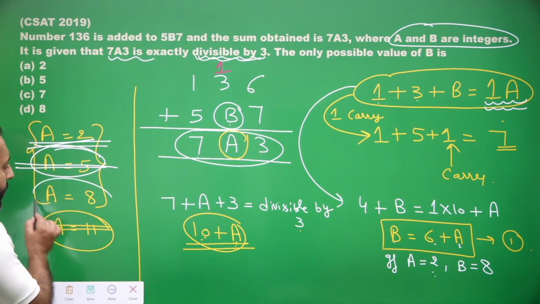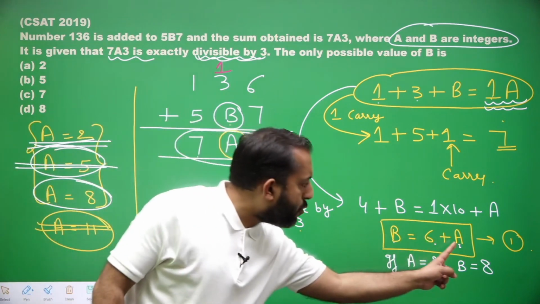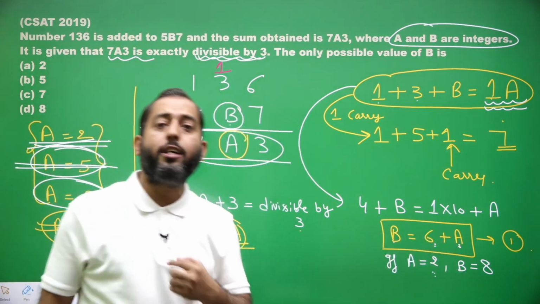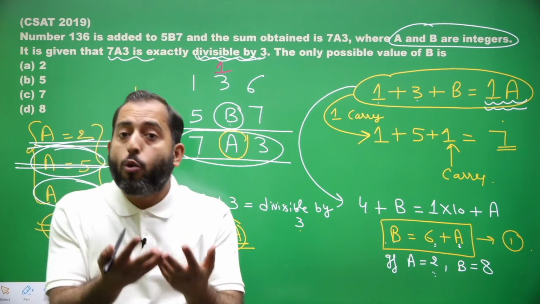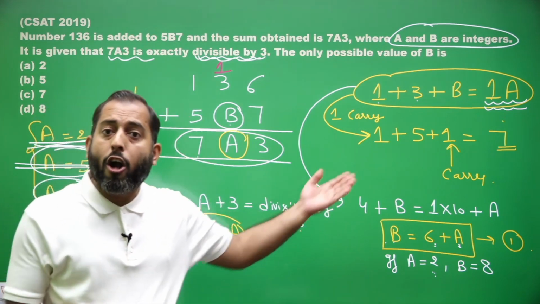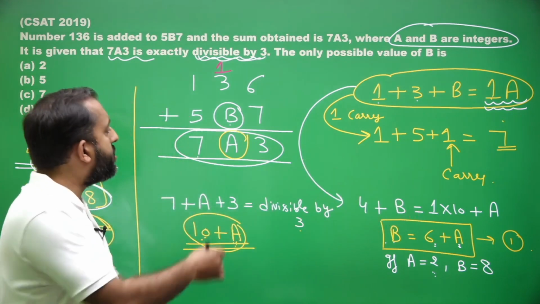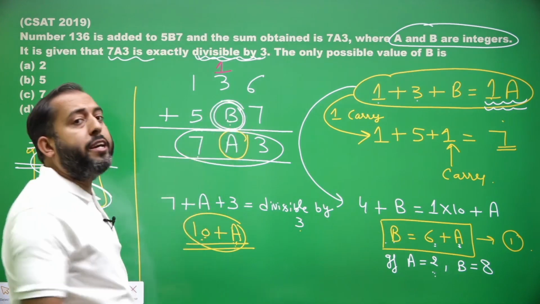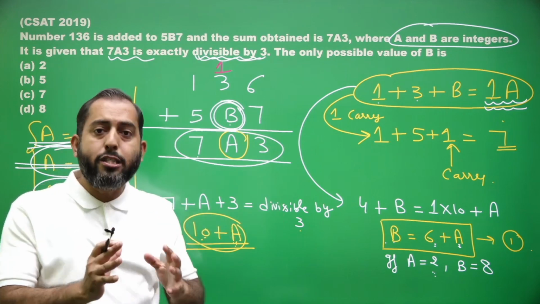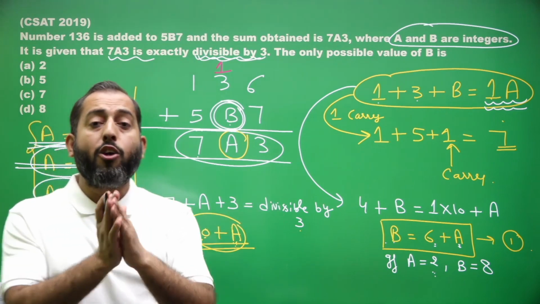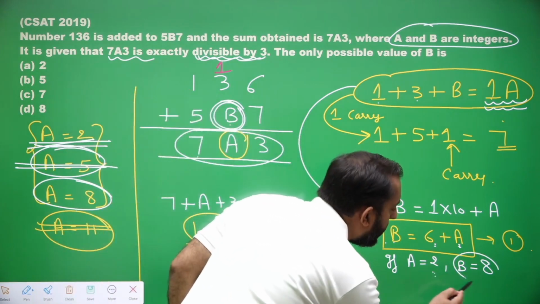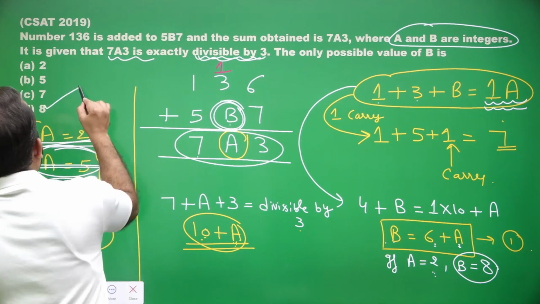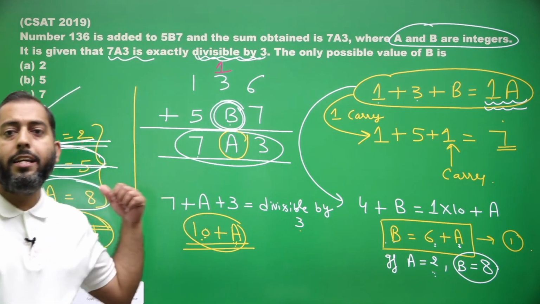Further, what if a is equal to 8? If you put a equal to 8, then 8 plus 6 is 14, so b will become 14. 14 is a two-digit number, and we know that b cannot be a two-digit number. Why? Because b is the tens place of 5b7, and the tens place of any number cannot be more than 9. Hence, the only possible value that b can take is 8. Option D is your right choice here. Please make a note of it.